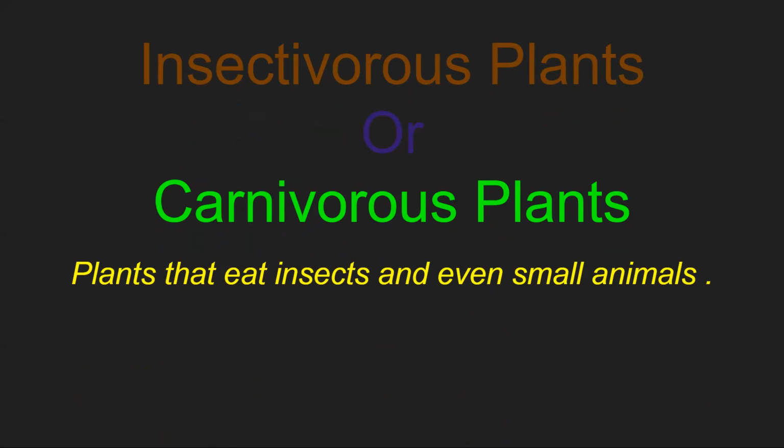Can you imagine that plants are also eating animals? So the plants which eat small animals are called carnivorous plants, or if they eat only insects, they are called insectivorous plants. There are many examples of carnivorous and insectivorous plants. We will study one by one. The first one, I'll explain, then I'll show you the image also. You have to find out the name of that plant.